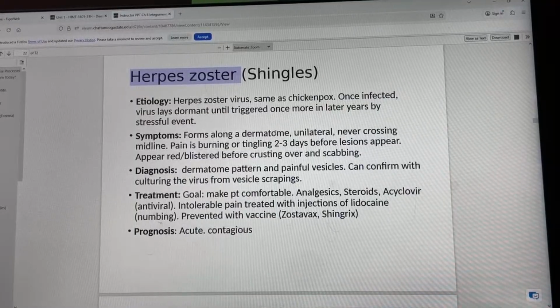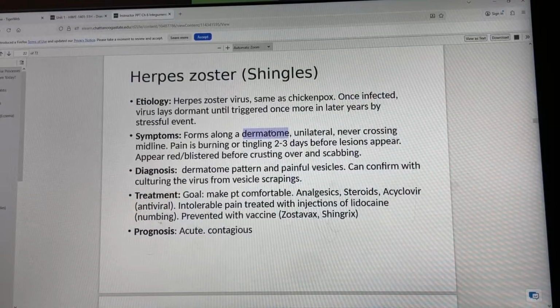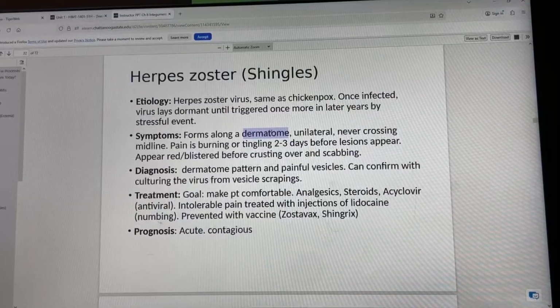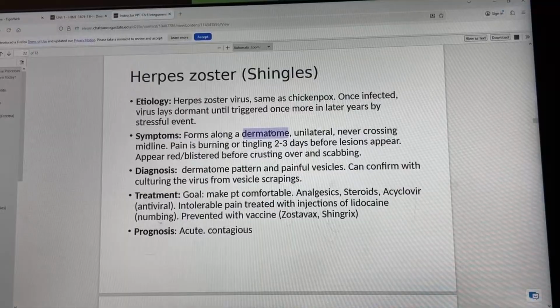All right, I think in the homework we had to look up dermatome. Was that in there? I can't remember if that was in your homework. Who wants to try and explain what a dermatome is? Missy? It's an area of skin that is fed by one specific spinal nerve.